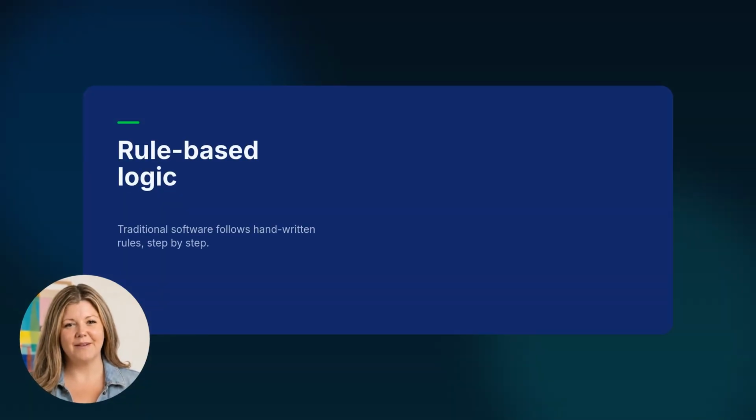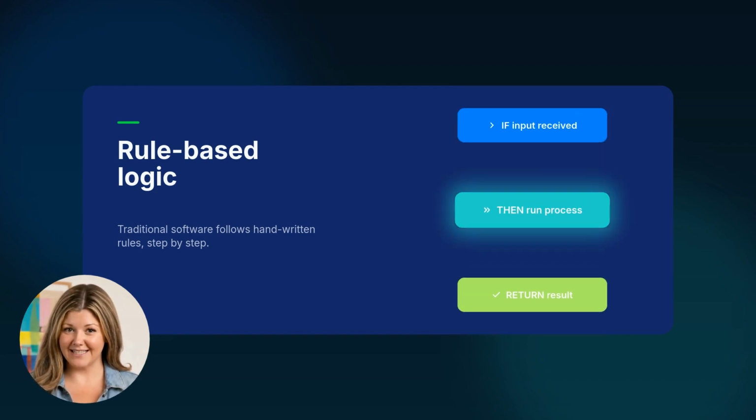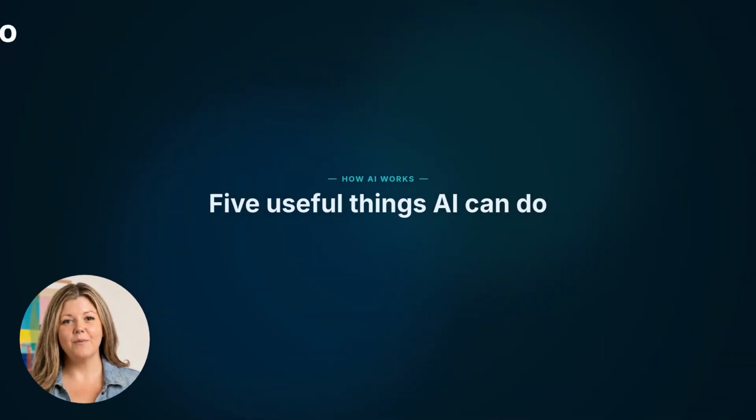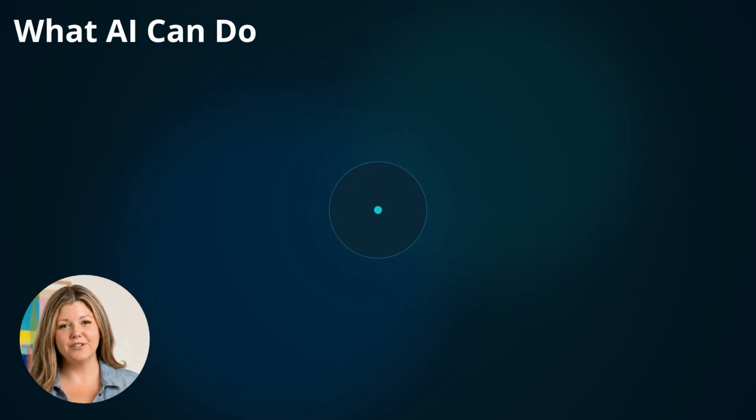Traditional software does what people explicitly program it to do. If this happens, then do that. It follows handwritten rules step by step. AI works differently. Instead of following only fixed rules, it learns patterns from examples. Then it can do 5 useful things.